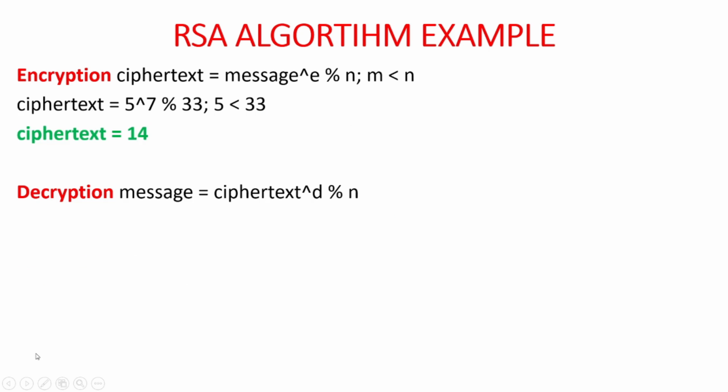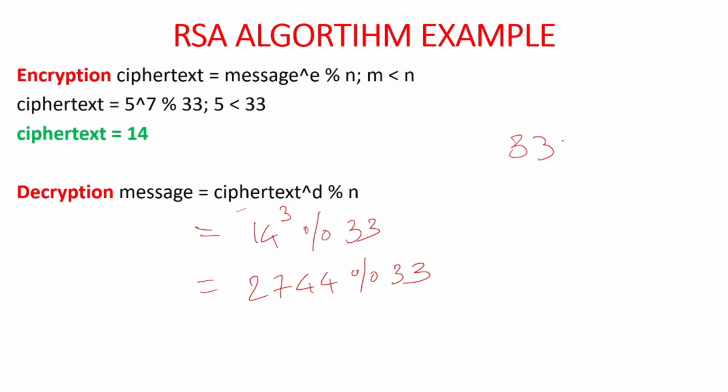So now how to do the decryption at the receiver's end? Receiver will receive 14 as a ciphertext value. So using that ciphertext, receiver device should be able to compute the original message. So for that you have to use the ciphertext value 14 raised to D. D value is 3, we know. Mod 33. So what is 14 raised to 3? If you do 14 raised to 3, you will get the answer as 2744 mod 33. If you solve this, 33 modulo 2744, you will get the answer back as 5.